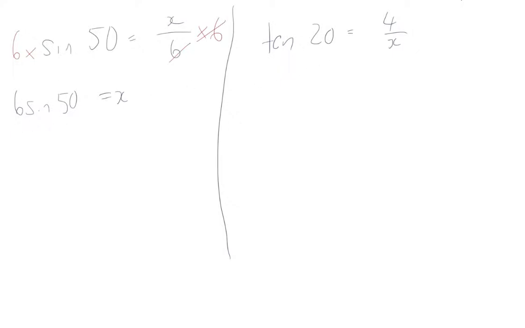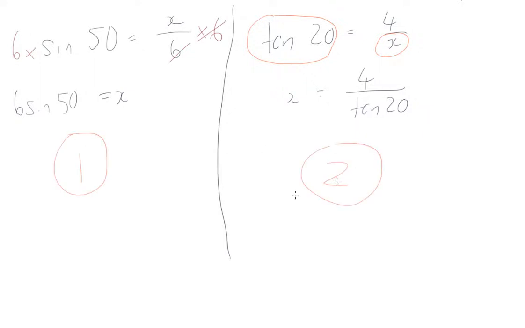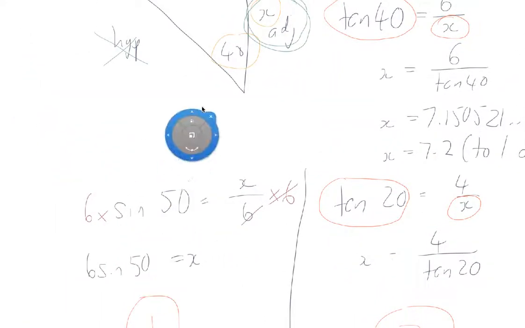On this side over here, we have the unknown on the denominator, the x and the tan 20 here, they will switch. So you get x equals 4 on tan 20, and that goes into the calculator. They're the two different cases, case 1 and case 2. Watch out for each one, they'll turn up fairly often. You can expect both of them in exams, etc.